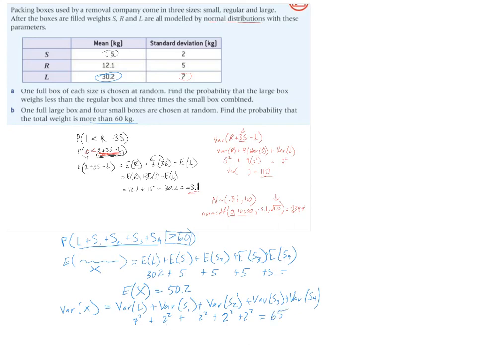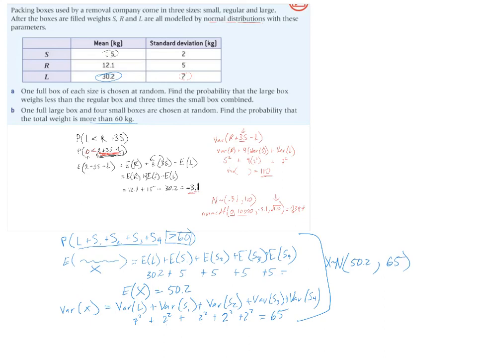And so now, putting these together, I have a normal distribution. So X is a normal distribution such that the expected value is 50.2 and the variance is 65. And so now we can go ahead and put that into our normal CDF. And when we do normal CDF, we want to find the probability that the value is bigger than 60.